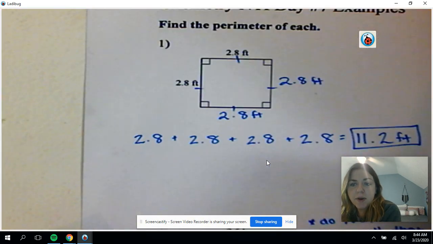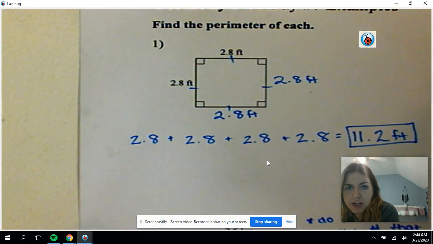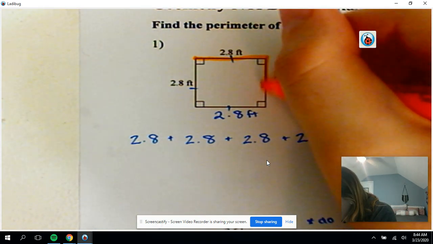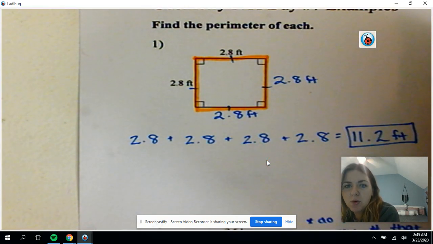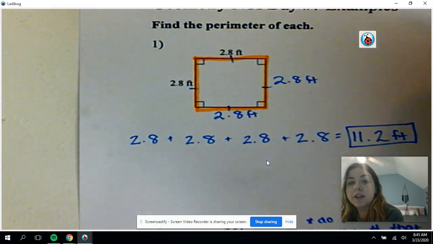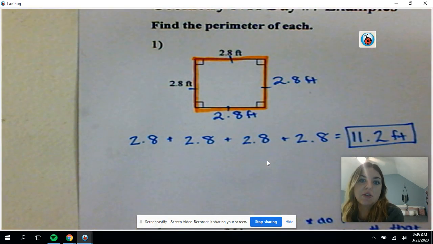So, real quickly here, if we're looking at a square, first off, you know in a square that all the sides are equal. So even if they're not all labeled, you know what they all are. So you add 2.8 plus 2.8 plus 2.8 plus 2.8, and you get 11.2 feet. And notice the big difference between area and perimeter is in my units. With perimeter, it's just regular units, whatever it is. So this is feet.